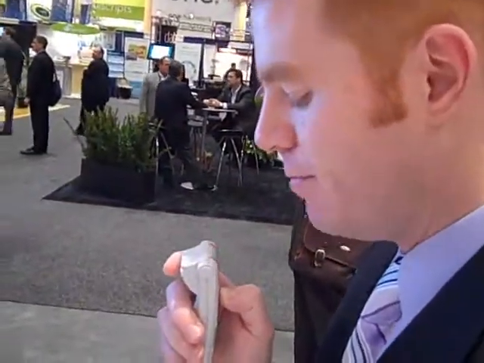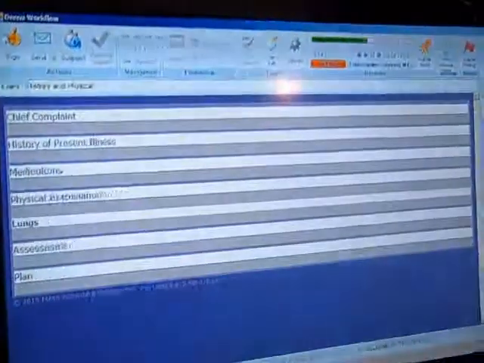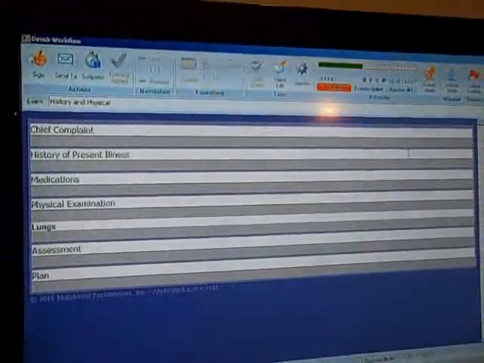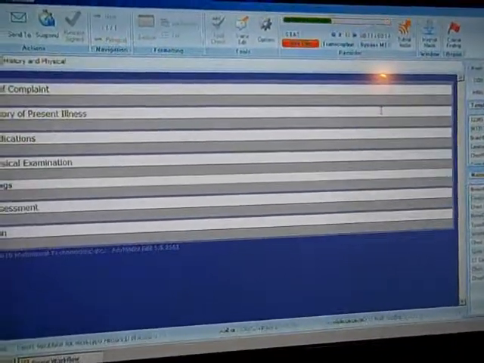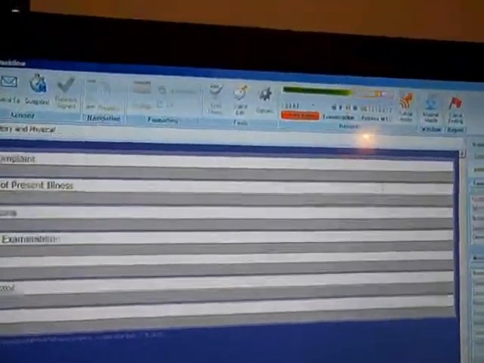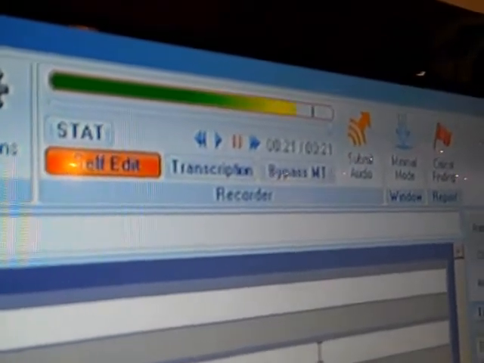Chief complaint, GI bleed, history of present illness. The patient is an 80-year-old man with a history of non-small cell lung cancer, period. Physical examination, general, alert and oriented ×3. However, it does have short-term memory loss and forgets things, which is normal for this patient. Lungs, decreased breath sounds bilaterally. Assessment, status post-recent GI bleed, chronic obstructive pulmonary disease, period.